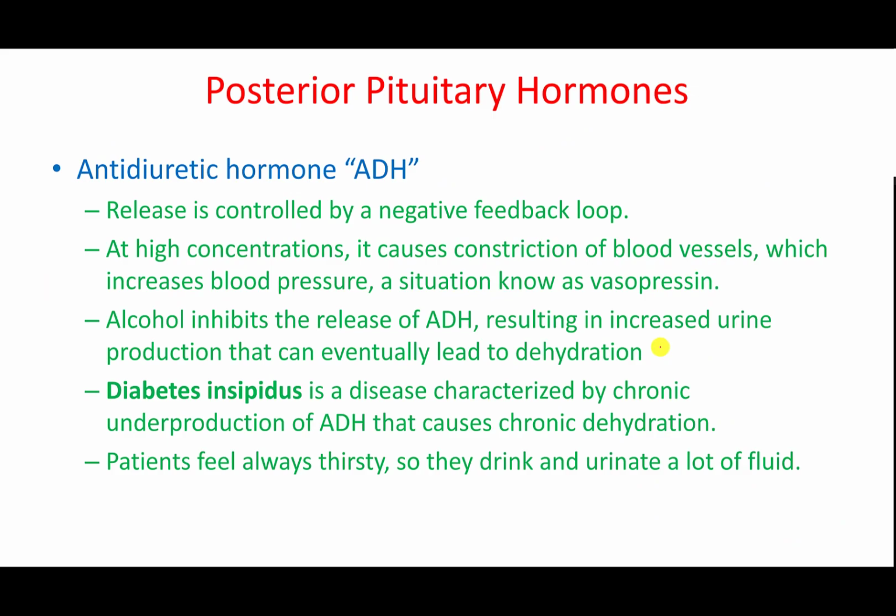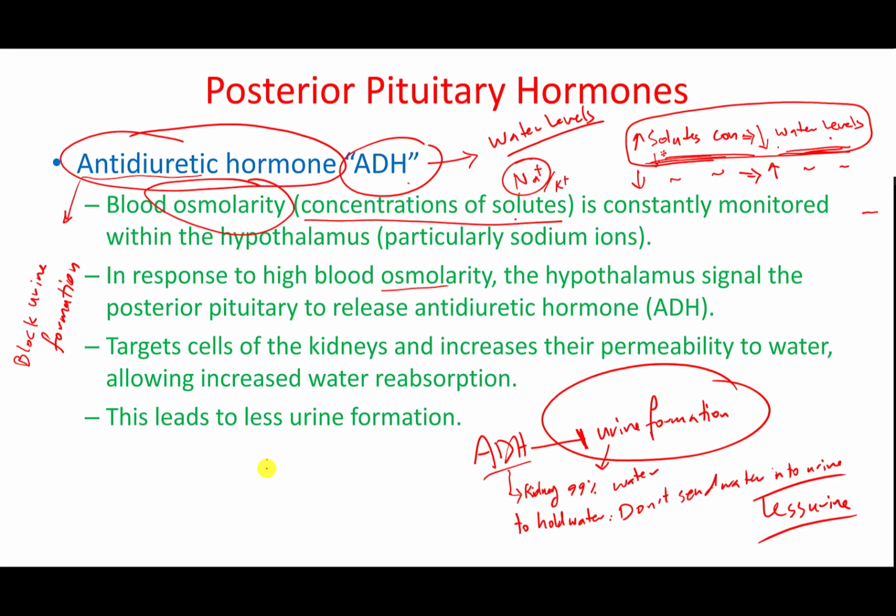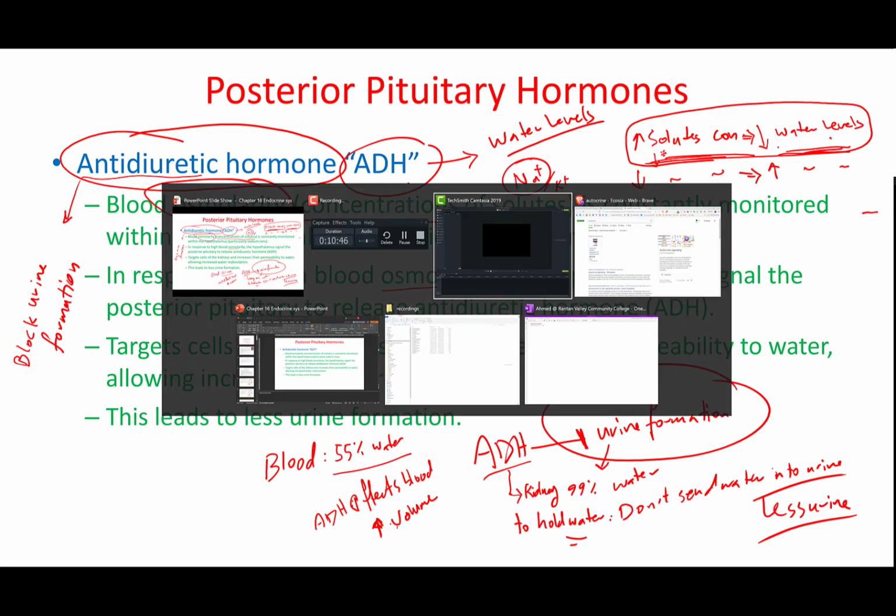Now, ADH is released by negative feedback. If we have a high concentration of ADH, this will cause constriction of blood vessels, which will increase blood pressure, and this is vasopressin. Because blood is also made out of water, 55% of blood is water, ADH would affect blood volume. If we are holding water, we are increasing the blood volume of the body, and therefore we are increasing the blood pressure. Therefore, ADH is also a major hormone in regulating blood pressure.